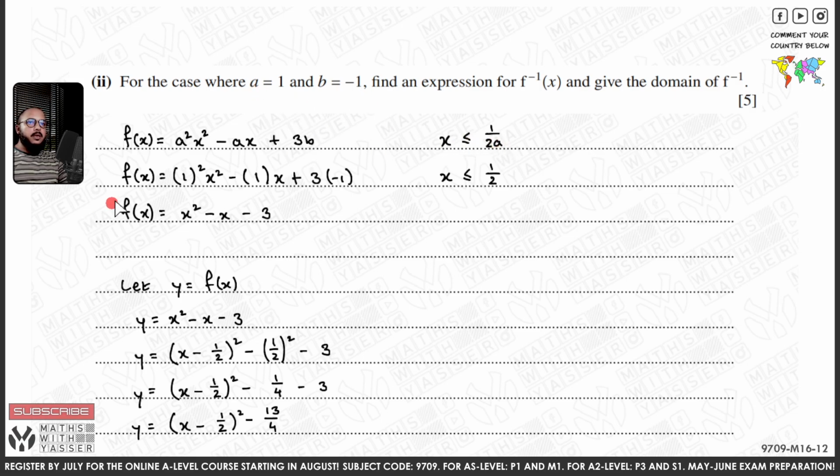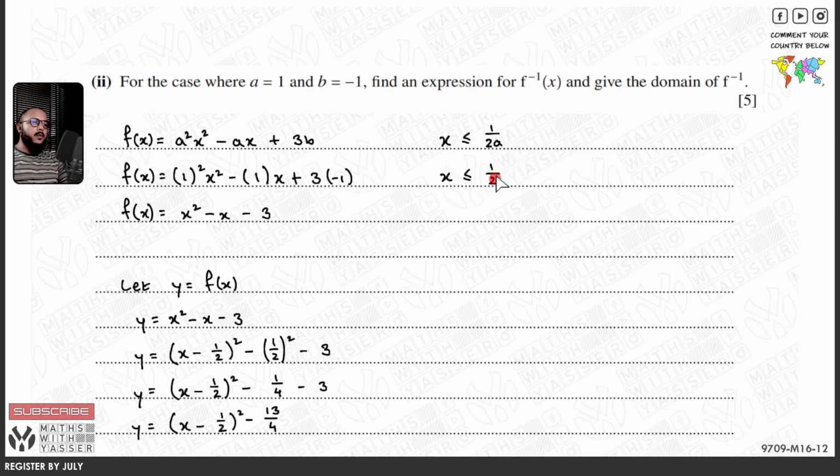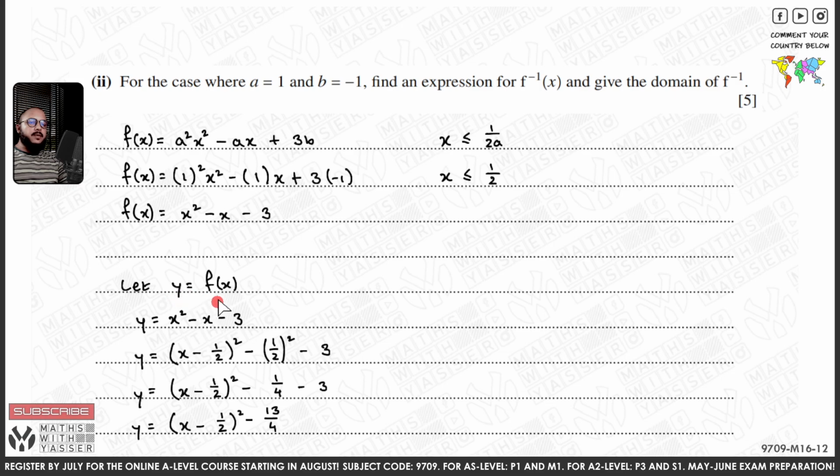Most of the students forget to deal with the domain when things change, so make sure that you don't forget about it. So when I substitute a equals 1 and b equals negative 1, I get 1 square x square minus 1 times x plus 3 times negative 1, which gives us x square minus x minus 3. And this one is affecting the domain as well, so it will be x is less than or equal to positive half.